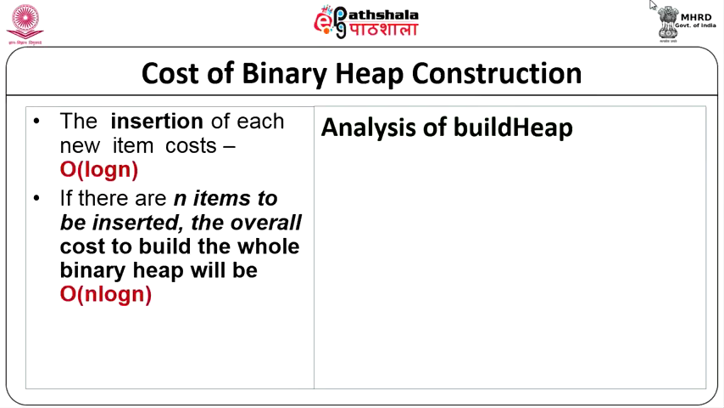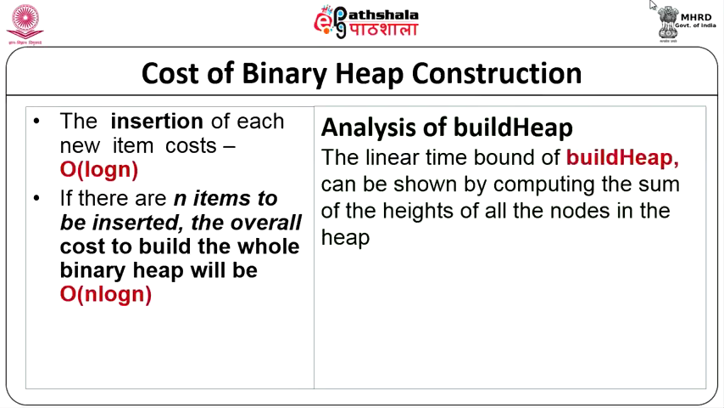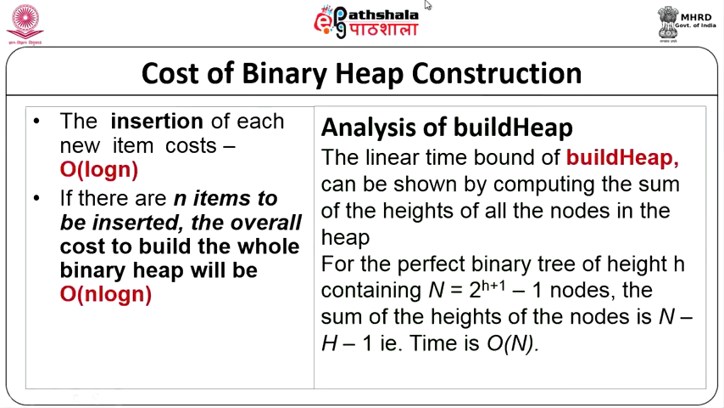And the analysis of build heap, the linear time bound of build heap, can be shown by computing the sum of the heights of all the nodes in the heap. For a perfect binary tree of height h containing n equal to 2^(h+1) minus 1 nodes, that is completely full, the sum of the heights of the nodes is n minus h minus 1, and the time is of the order of n.